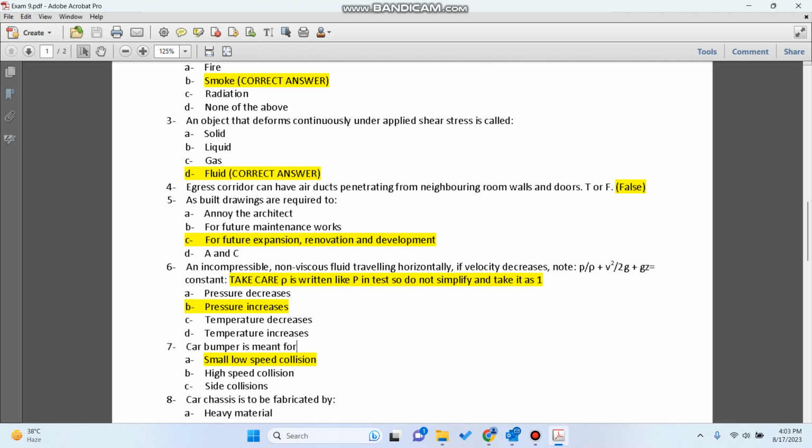The front side car bumper is used for small low speed collisions. It can handle small low speed collisions, of course not high speed collisions, and obviously not side collisions because it is in the front. So car bumper is for small low speed collision.